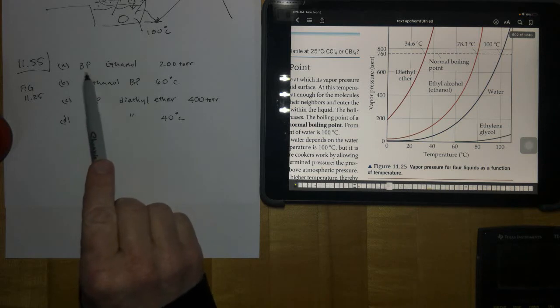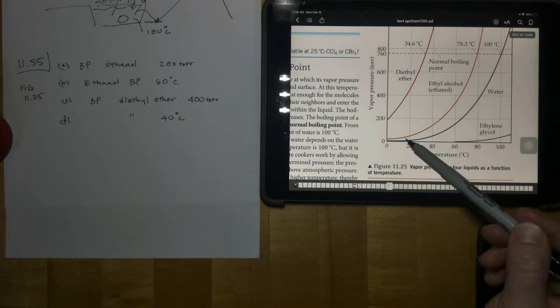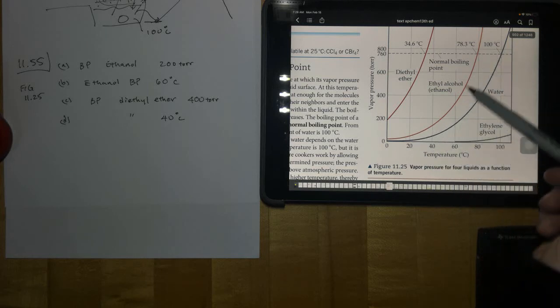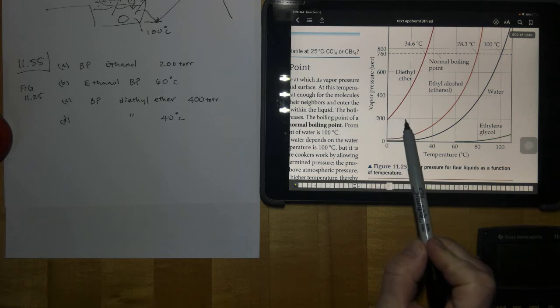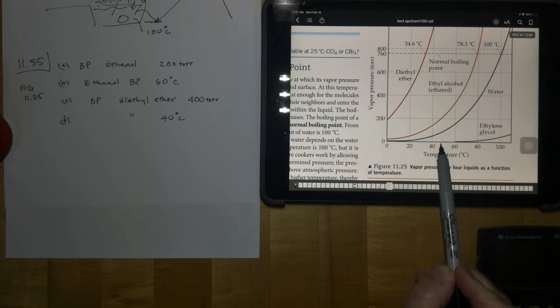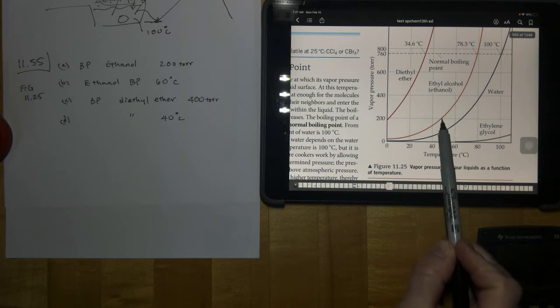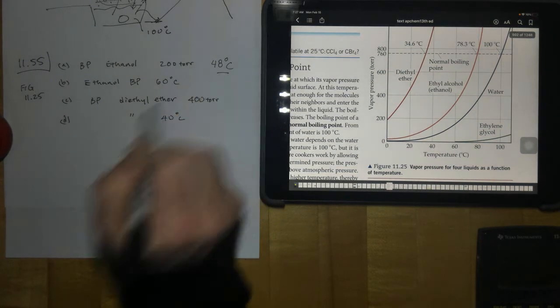So in the letter A, what's the boiling point of ethanol at 200 torr? So here's ethanol, ethyl alcohol. It's this orange colored curve. And we're going to be at 200 torr. Follow it over until it intersects the line. And we hit the line right here, drop that down, and we see that it's about 48, not quite 50 degrees Celsius. I'm going to make a guess of about 48, because remember, it said estimate.